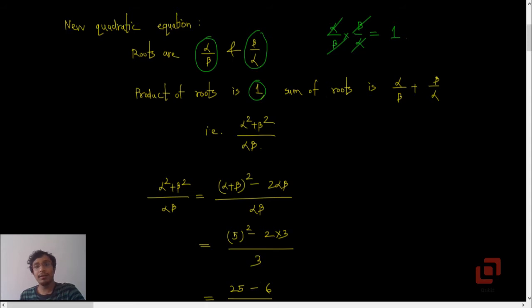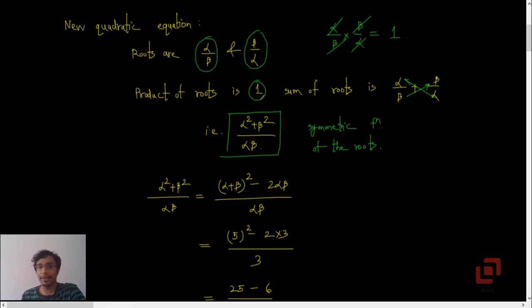Yes, and if you add these two roots, alpha upon beta plus beta upon alpha, then after taking the LCM and cross multiplying you will end up getting alpha squared plus beta squared divided by alpha beta. Okay, so this is now a symmetric function of the roots. And now we are going to try to express this symmetric function in terms of the sum of the roots and the product of the roots of the original quadratic equation.